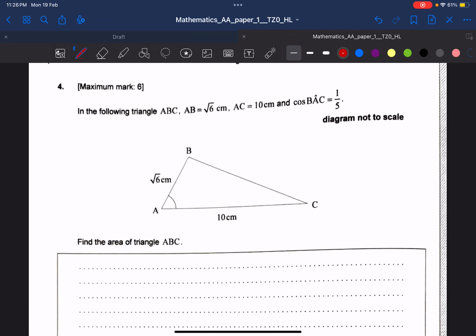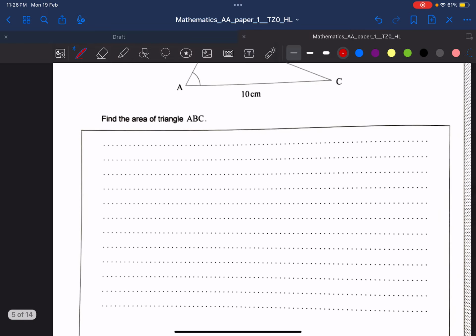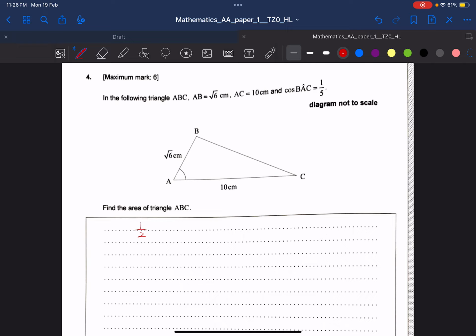Here is again an SL question, I think. To be honest, I think everything here is an SL question. We have a triangle here, and we need to find the area of this, so we're using one half ab sine C.